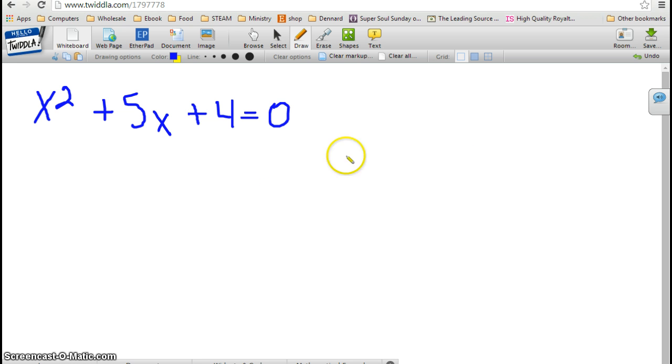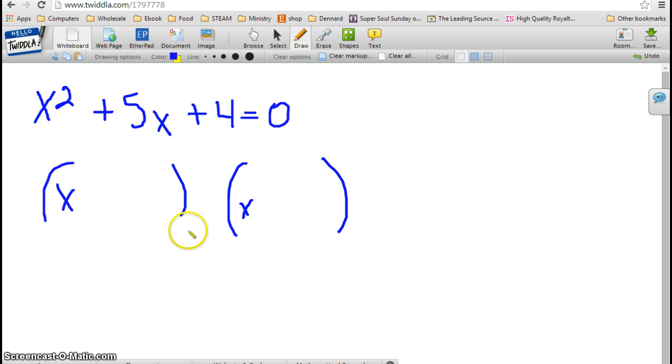Okay, so the first question I want to ask, do you see a greatest common factor? If the answer is no, then you must factor what you see. Okay, so how do you make x squared? X times x, just like we did in factoring. Okay, what two numbers, when you multiply them together, will equal 4, but when you add them together will equal 5? So let me just do my check.